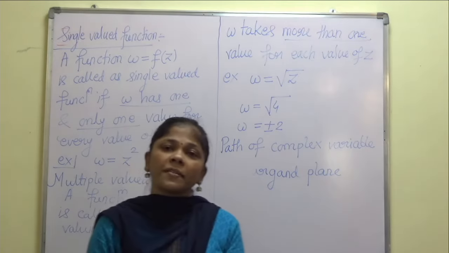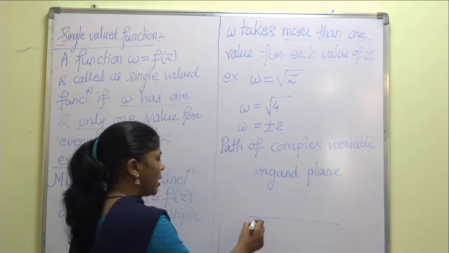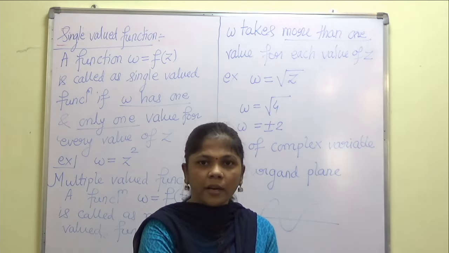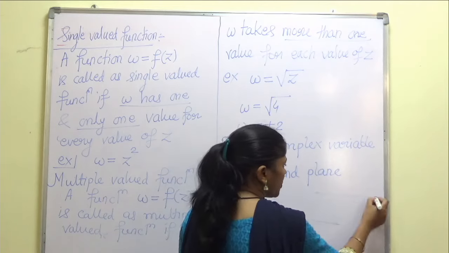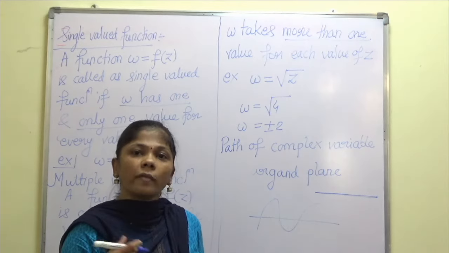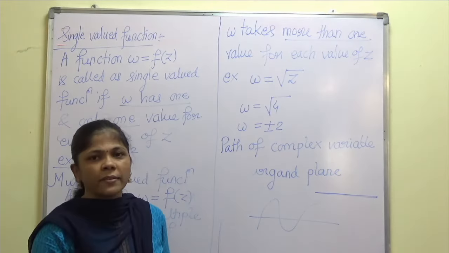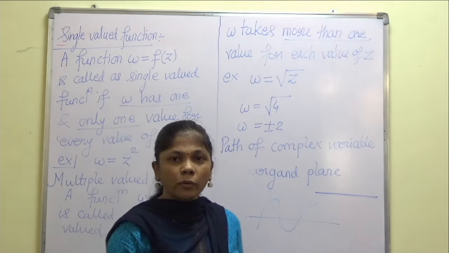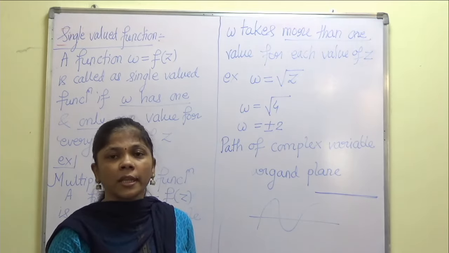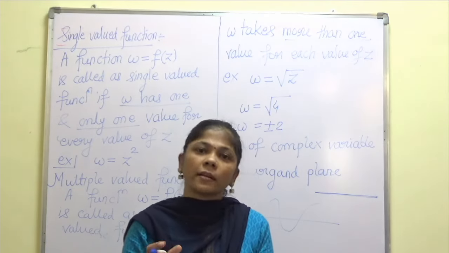So the path of complex variable is either a straight line or it may be any curve on a z plane or xy plane or Argand plane. In a real variable, the path of the independent variable x is always along the x-axis, or we can say always along a straight line. Whereas in case of complex variable, the variable z takes values either on a straight line or along a curve on the Argand plane, z plane or xy plane. So these are the differences.